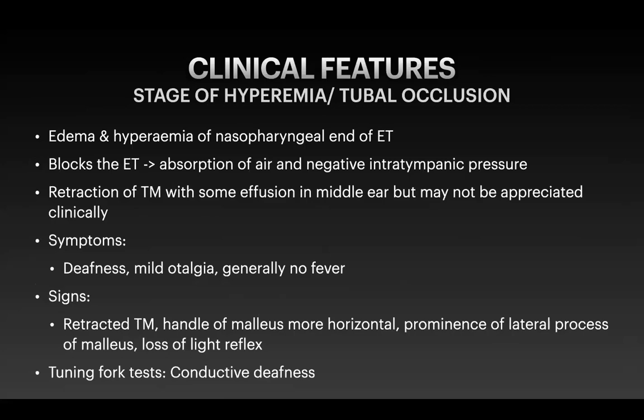In stage of hyperemia or tubal occlusion, as the name implies, there is edema and hyperemia of the nasopharyngeal end of the eustachian tube, causing blockage of the eustachian tube, leading to absorption of air and negative intratympanic pressure. As a result, there will be a retraction of TM with some effusion in middle ear but may not be appreciated clinically. Possible symptoms experienced during this stage include deafness and mild otalgia, and patient is generally afebrile.